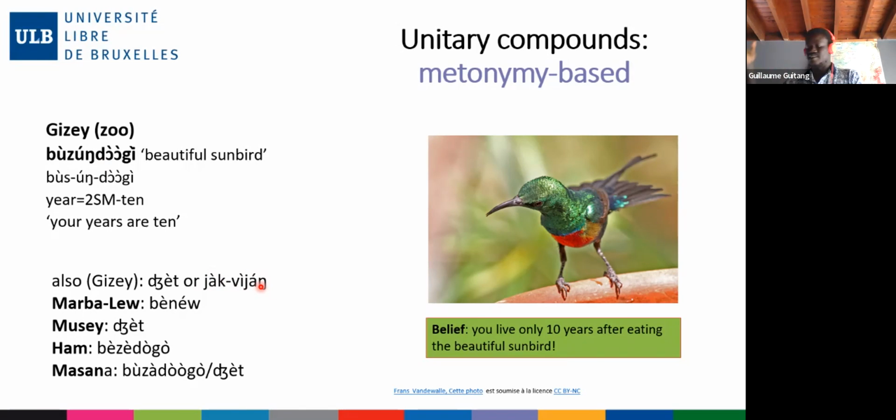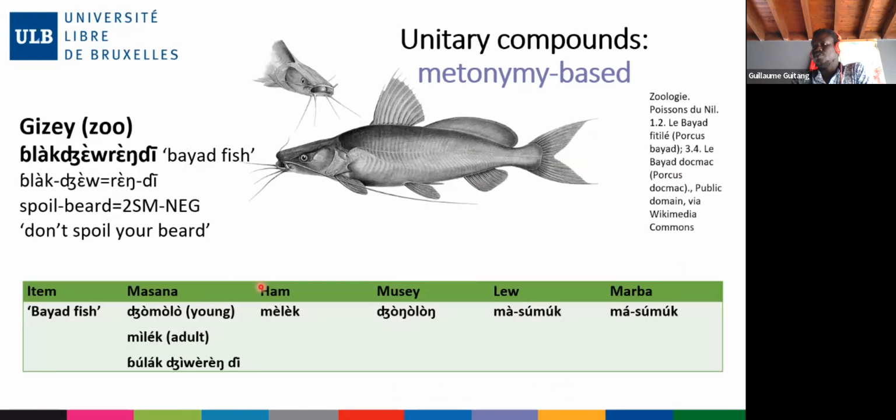You have the example of the bayard fish, which people think, I don't know if it is exact, that it freezes when you hold it by the beard, and so they tell the bayard fish, don't spoil your beard. And that is what is rendered here as black jeorengdi, which is a negative imperative, don't spoil your beard.